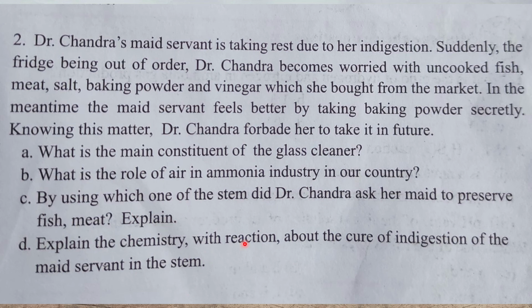By using which one of the stem did Dr. Chandra ask her maid to preserve fish, meat? Explain. Look, there are meat, fish, salt, baking powder and vinegar.